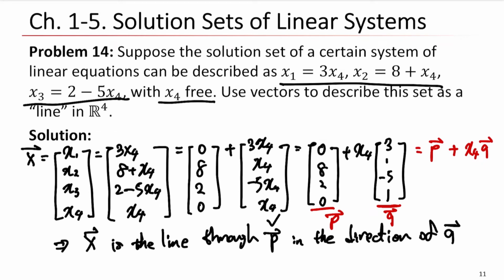If you remember chapter 1.5, you can imagine the shape of this line in 2D or 3D space. But in this case, because this is a 4D vector, or an R4 vector, it's not possible to draw. But we can say that this is a line through the vector p in the direction of the vector q. So if you do not understand this statement, please go back to the 2D or 3D case in our slide and think about what this means.